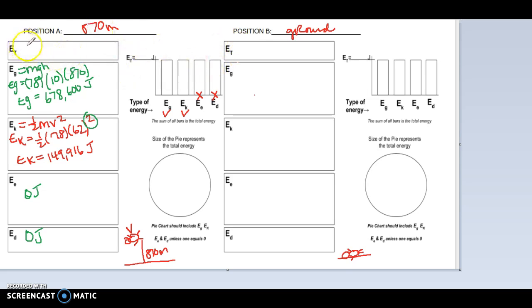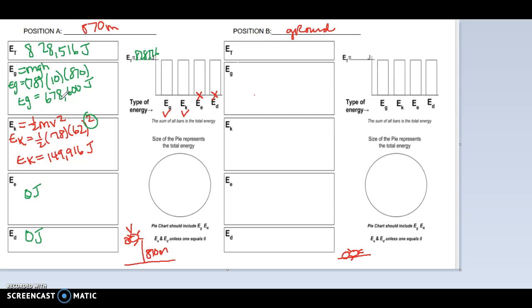Okay. So the total energy is 828,516 joules. And again, if you want to round it, that's cool because that's kind of a long number to write. Okay. All right. So when I fill in my chart, I can see about 150,000 is kinetic and about 700,000 is total, right?